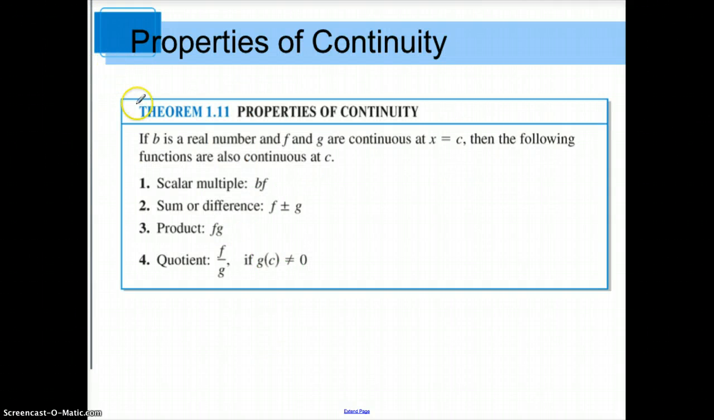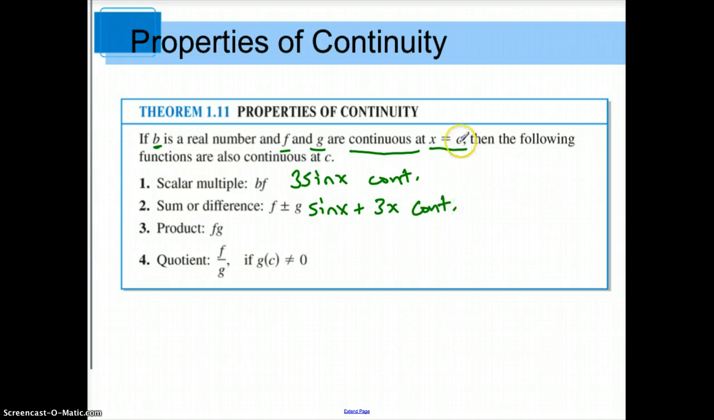Properties of continuity. b is a real number, so b is a constant. f and g are functions, and they're continuous at some point c. So if we've got two continuous functions and some real number, all of these things are true. What this is saying for the scalar multiple is that you can take any function that's continuous, like sine x, and multiply it by a number, and that will itself be continuous. Or you can take two functions that are continuous, like sine x and 3x, and add them together, and the answer will still be continuous at that point c.